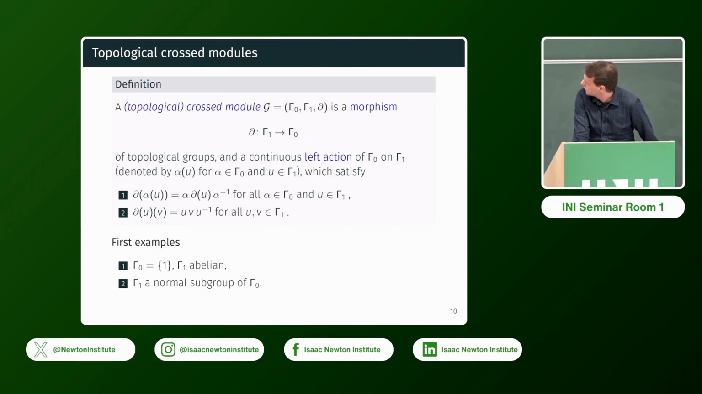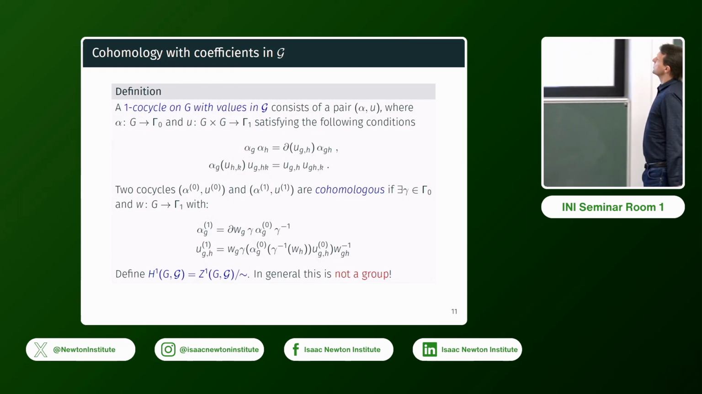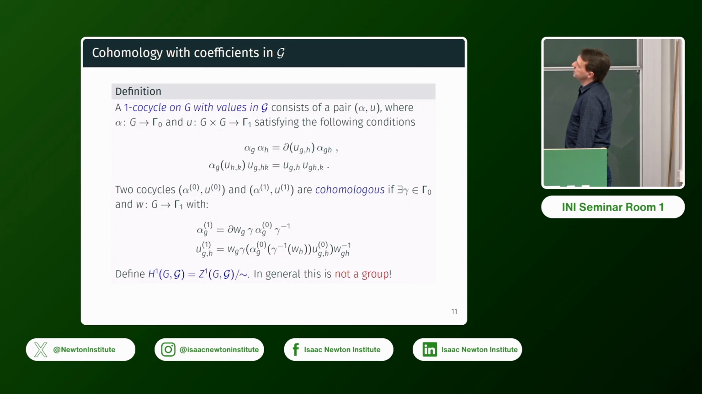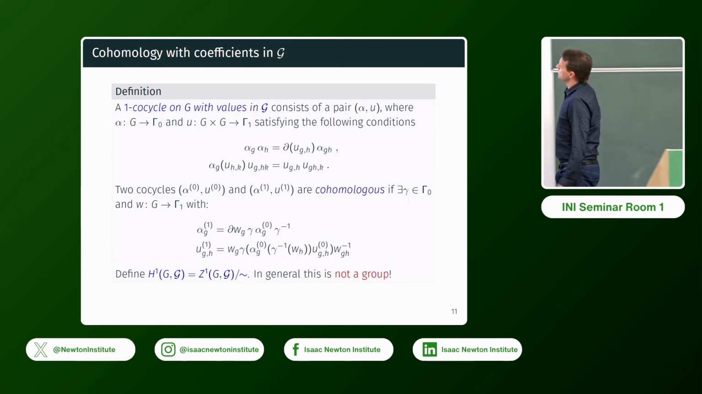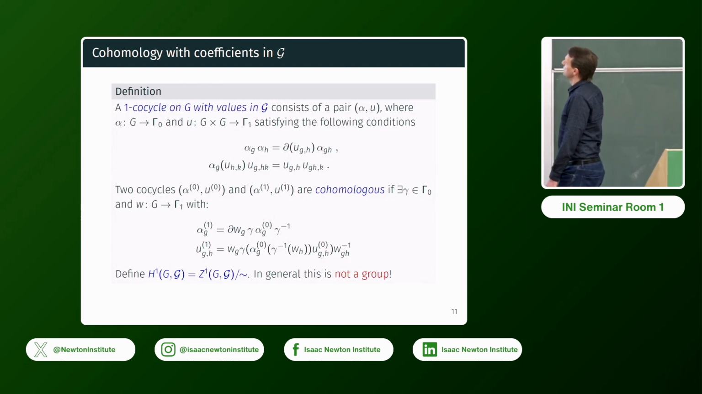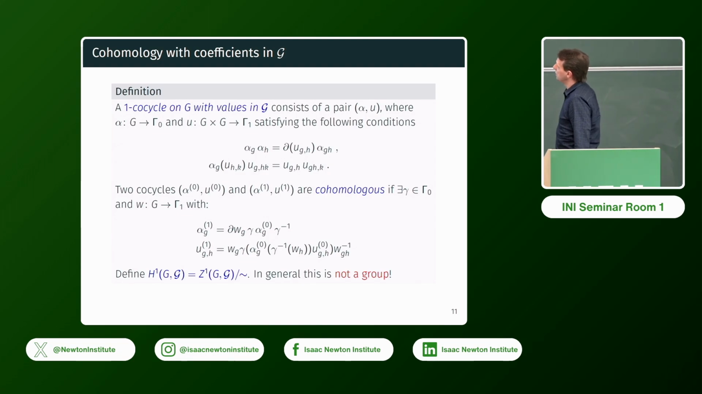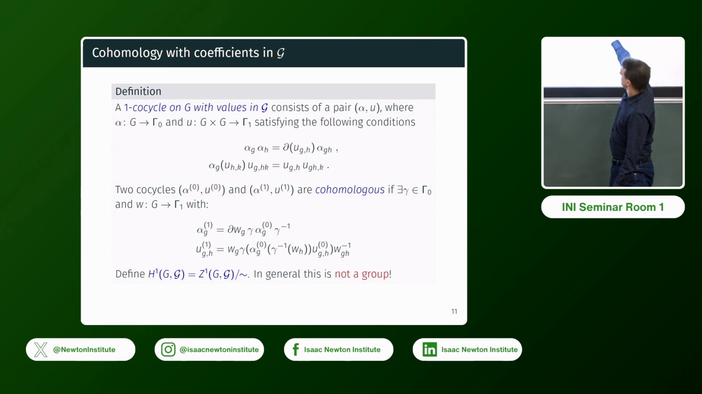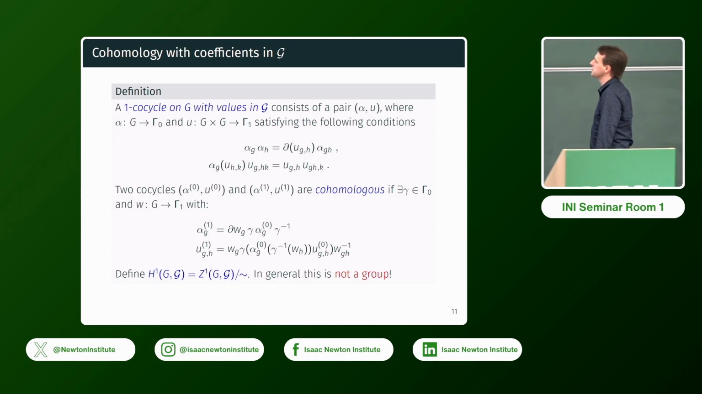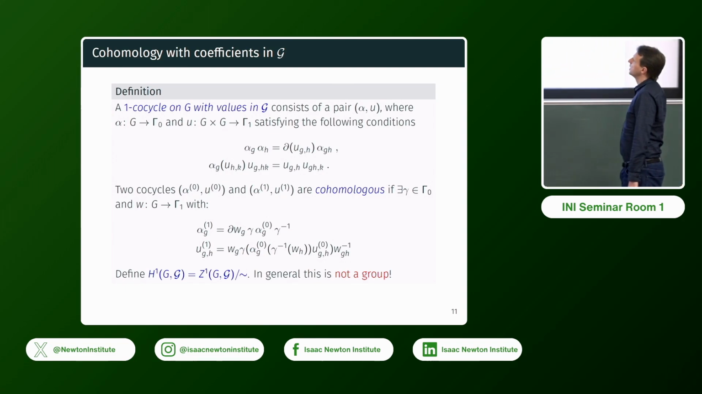So what is the deal with crossed modules? One thing that I can do is define one-cocycles on my group with values in the crossed module. And so what's a one-cocycle? Well, a one-cocycle is a pair, alpha and u, where alpha is a map to gamma 0, u is a map to gamma 1, and they satisfy the following conditions, and you recognize these from before. And there is an equivalence relation on this. Don't worry about this too much. So there's an equivalence relation defined like this, which tells me when two of these cocycles are cohomologous. And then I can take the quotient and call this the first cohomology of G with coefficients in the crossed module.